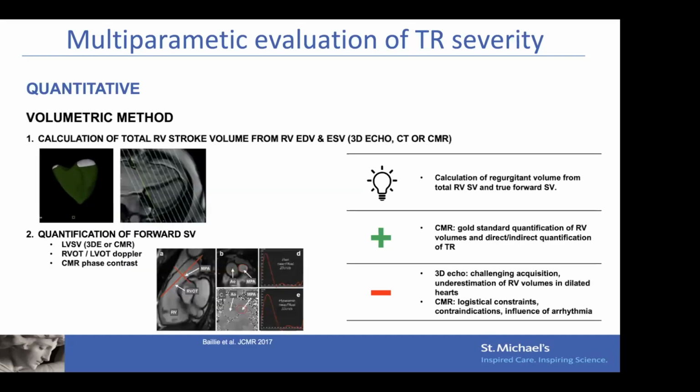And finally, as I mentioned before, the volumetric method, in which you first calculate total RV stroke volume from end-diastolic and end-systolic volumes based on 3D echo, CT, or MRI, and then also quantify true forward stroke volume, either through LV stroke volume, again from 3D echo or CMR, or using a Doppler or a CMR phase contrast method.